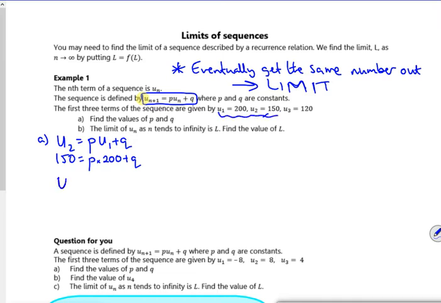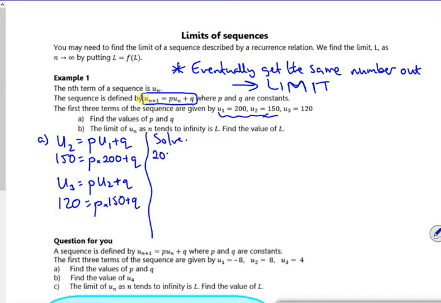But I could also say that u3 is p lots of u2 plus q using this recurrence relationship in the blue box. So my 120 is p times 150 plus q. So I can solve them simultaneously. So I've got 200p plus q is 150, and 150p plus q is 120. And if I solve them simultaneously, it gives me p is 3/5 and q is 30.